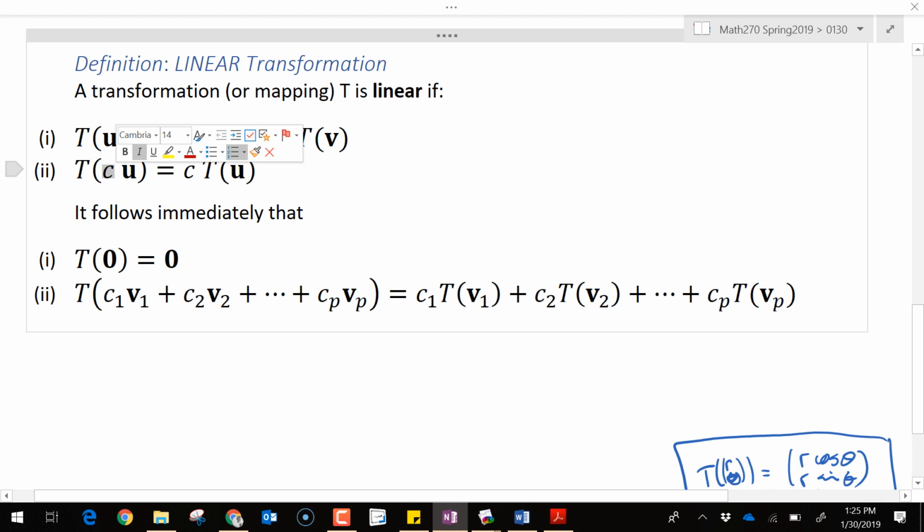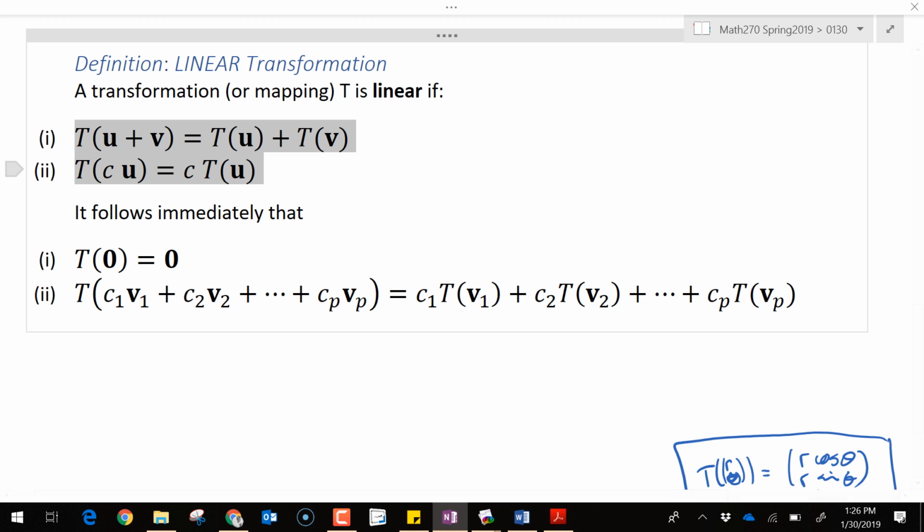We also did it for derivatives. So it turns out that integrals and derivatives are linear transformations as well. So these two properties over here are what defines a linear transformation. The other two properties just kind of follow as a result of the first two properties.